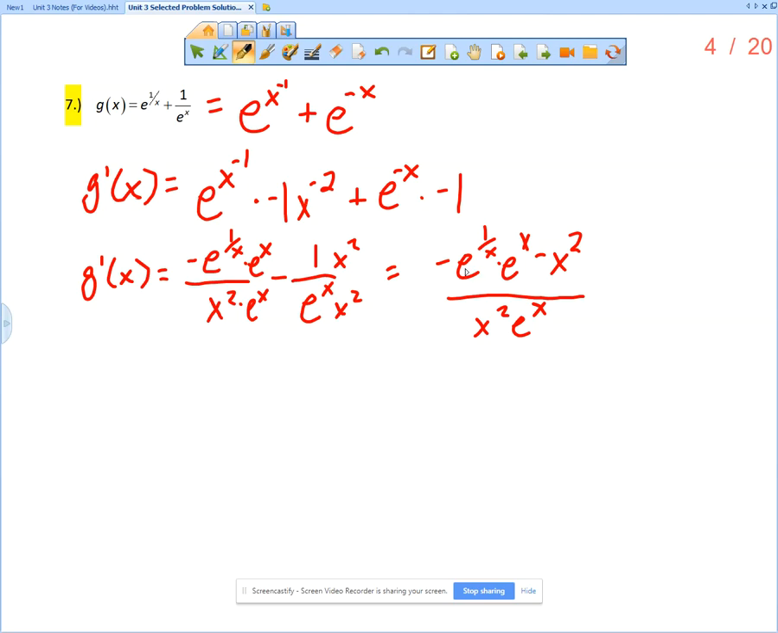Now, one other thing to remember, if I have e to the 1 over x times e to the x, I could actually rewrite that as e to the, remember, what do you do with these powers here? You would actually add them. 1 over x plus x, and then minus x squared, and then all over x squared e to the x.